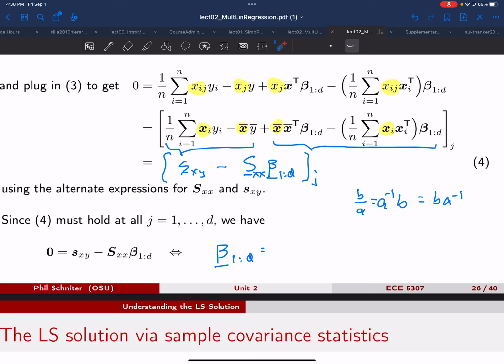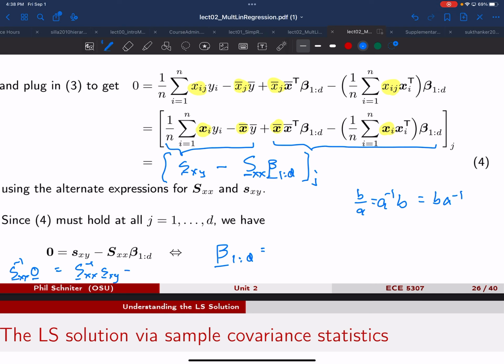So the way that I like to think about this is take this original equation and multiply both sides by SXX inverse, that matrix. Multiply it on the left. So if I multiply this on the left, SXX inverse times 0 is 0. And then I'm going to get SXX inverse SXY. And then I'm going to get minus.